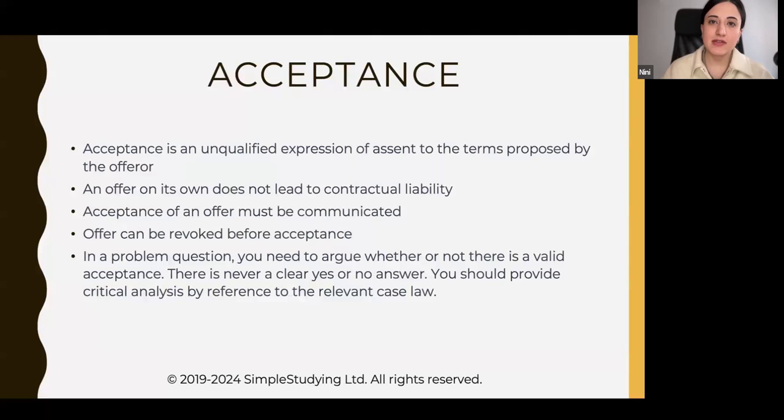For all the statements in a problem question or an exam, you have to cite relevant authorities. You cannot just say things without citing relevant cases. In contract law, you don't have that many statutes. So most likely, especially about offer and acceptance, it's just cases. And make sure you remember the cases for these basic principles, like for definition of acceptance or for the rule that offer can be revoked before acceptance. Make sure you have a list of all these cases.